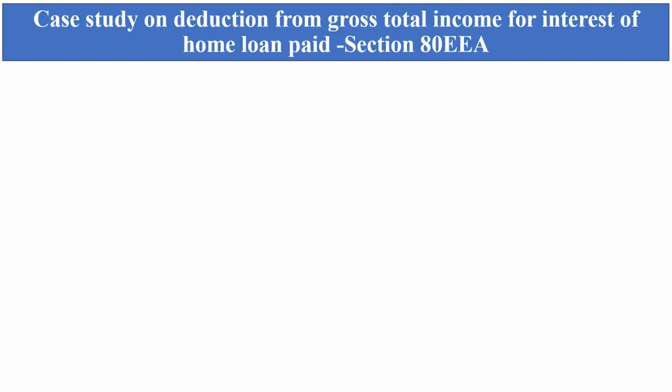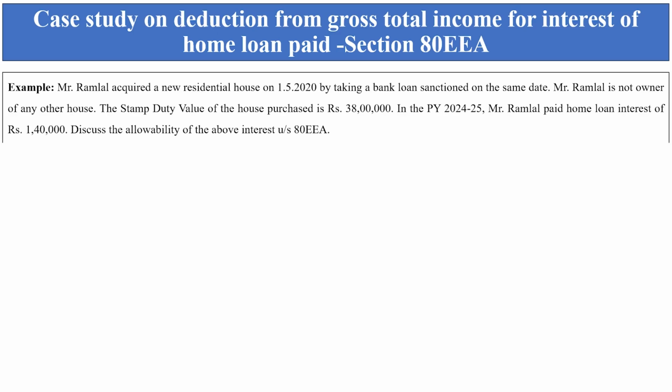Case study on deduction from gross total income for interest on home loan paid under section 80EEA. It is another available deduction from gross total income in respect of buying a residential house property. So here we see Mr. Ramlal acquired a new residential house on 1st May 2020. The time period is from 1st April 2019 to 31st March 2022. Within this period, the interest is an allowable deduction subject to a maximum of rupees 1,50,000.